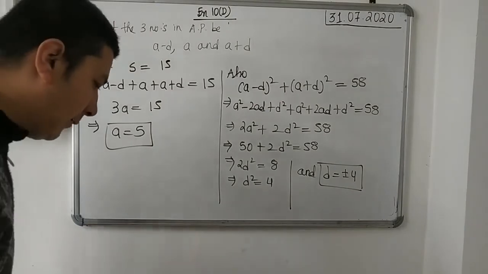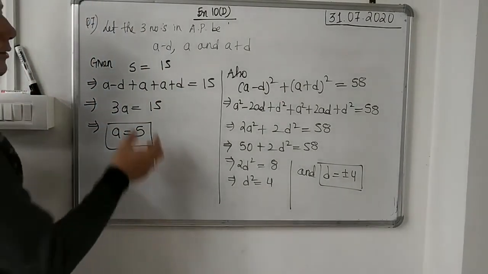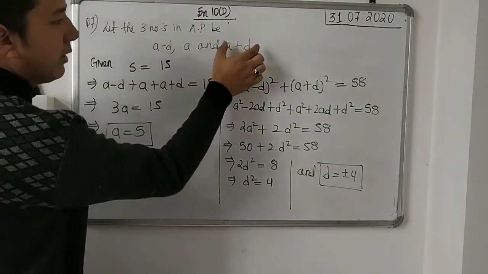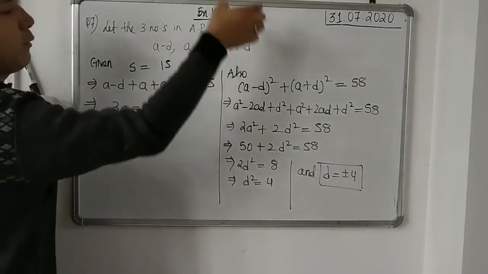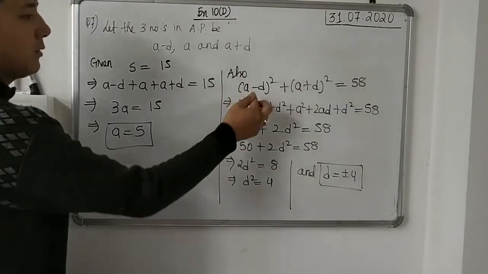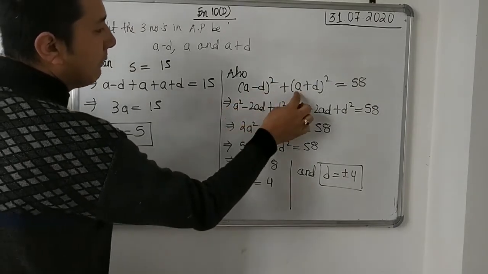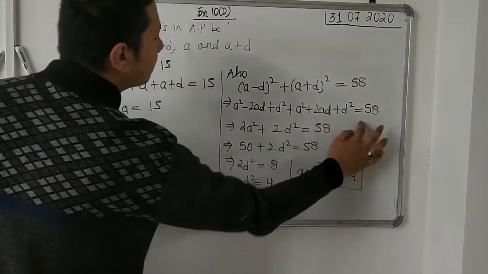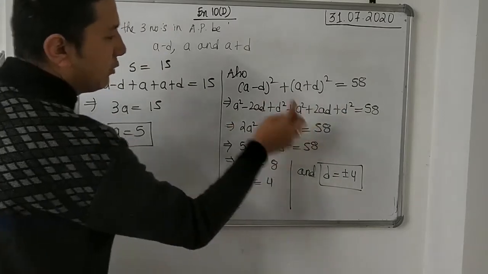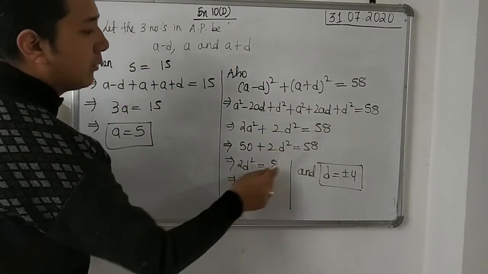The question says the sum of the squares of the extreme terms. So the square of this plus the square of this is 58. It's in the form of (a minus d) whole square plus (a plus d) whole square. Use the formula. When we do that, plus 2ad and minus 2ad get cancelled out, so 2a square plus 2d square equals 58.